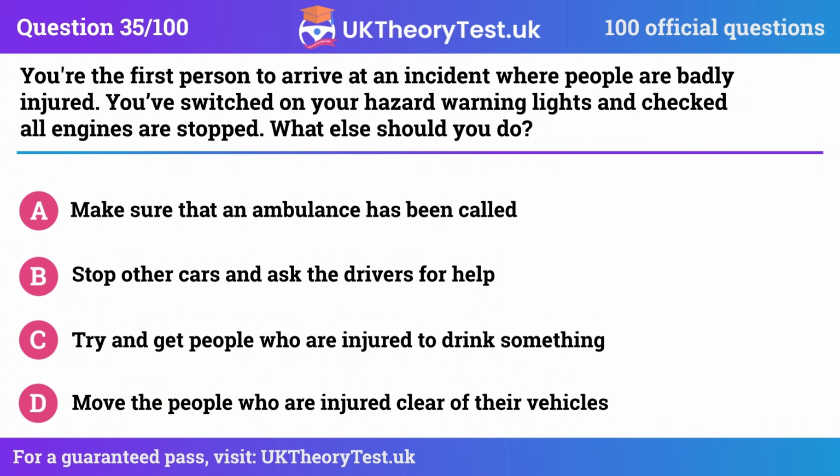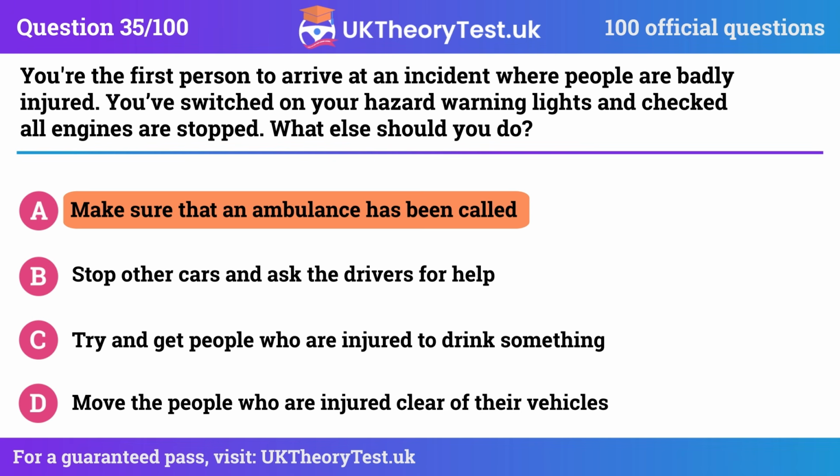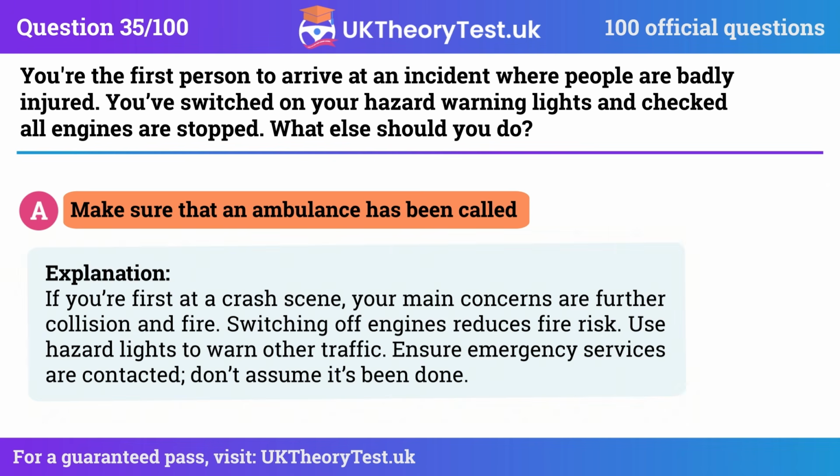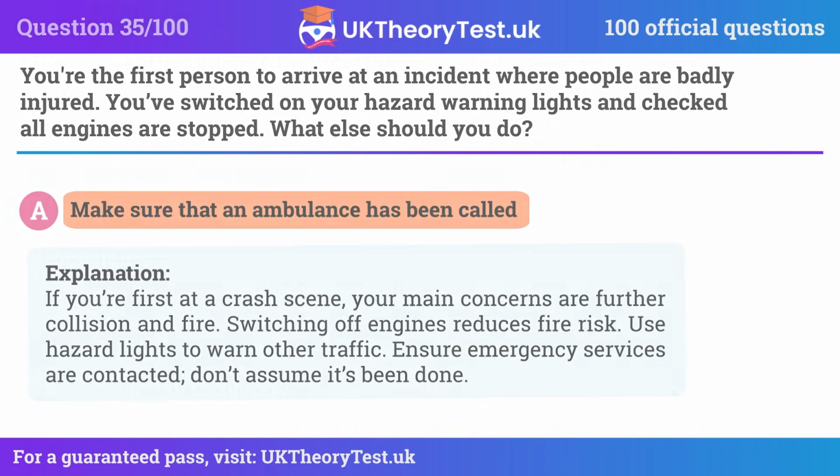The correct answer is A. Make sure that an ambulance has been called. Explanation. If you're first at a crash scene, your main concerns are further collision and fire. Switching off engines reduces fire risk. Use hazard lights to warn other traffic. Ensure emergency services are contacted. Don't assume it's been done.